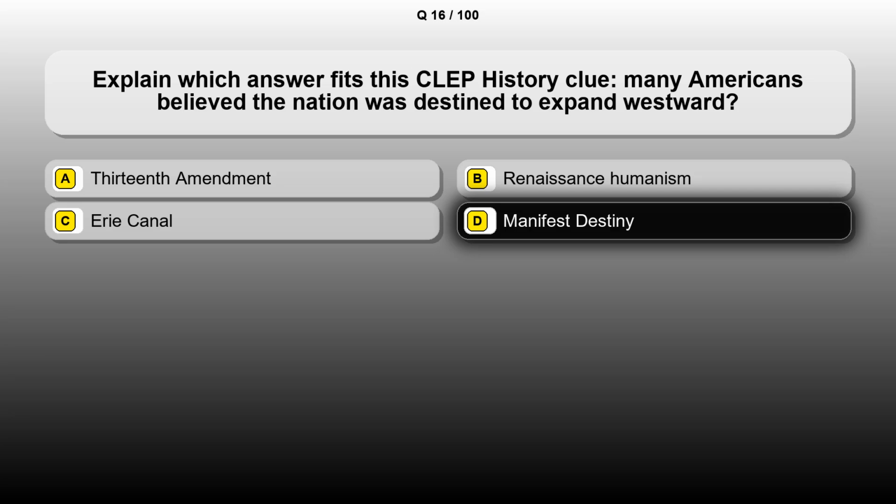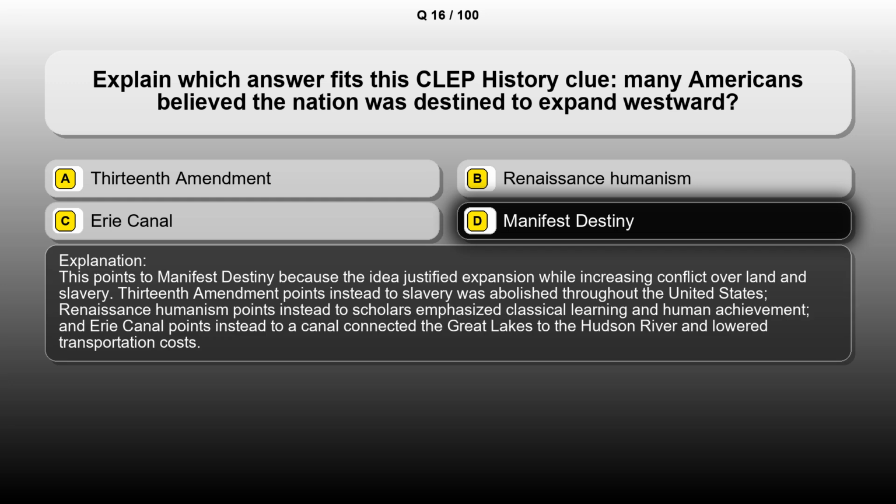The correct answer is option D, Manifest Destiny. This points to Manifest Destiny because the idea justified expansion while increasing conflict over land and slavery. 13th Amendment points instead to slavery was abolished throughout the United States. Renaissance humanism points instead to scholars emphasized classical learning and human achievement. And Erie Canal points instead to a canal connected the Great Lakes to the Hudson River and lowered transportation costs.